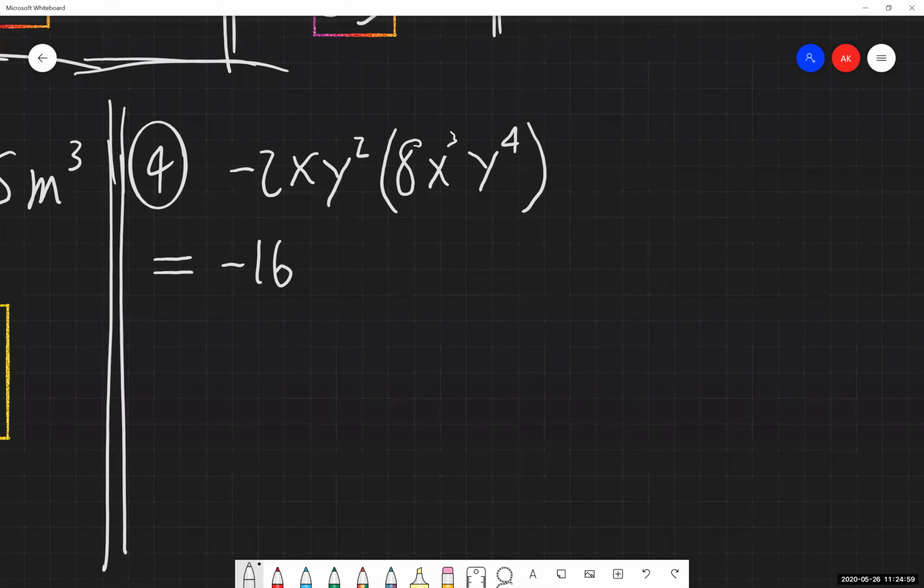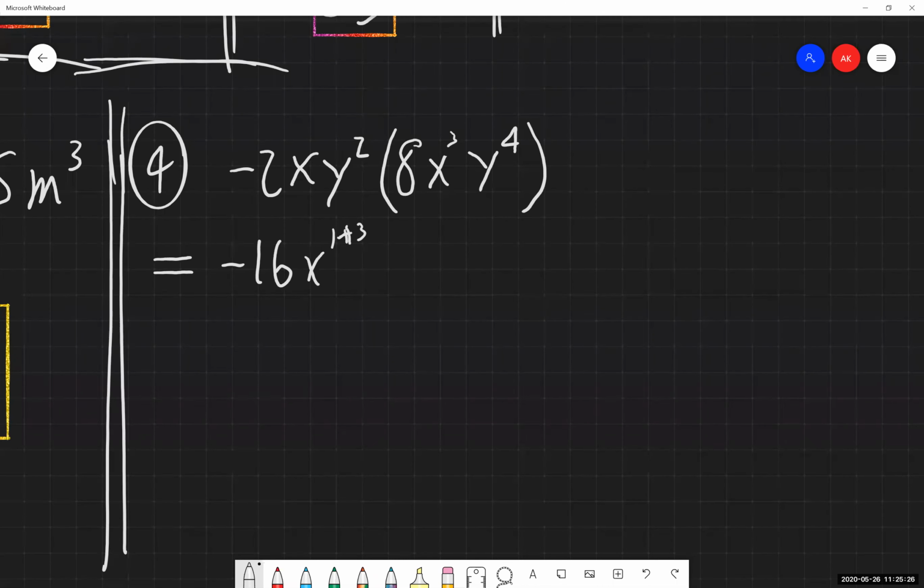So my numbers are done. Now I have two variables. I have x's and I have y's. It doesn't matter which one you want to go with. Just pick one and move forward with it. I'm going to choose the x's first. I have x to the first times x to the third. So if the bases are the same and they're multiplying, the exponents add together.